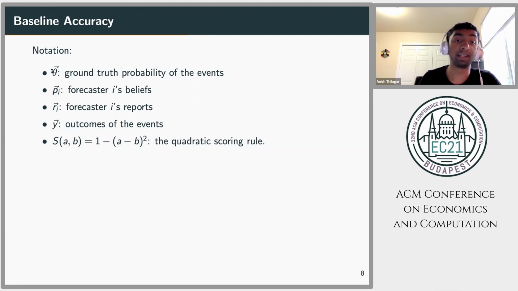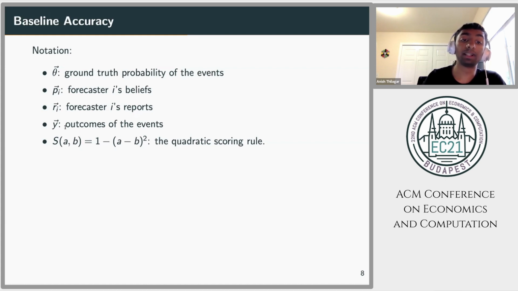So let's let theta be the probability of each of the m events occurring. So this is a vector of probabilities. And each forecaster i has some belief about what those probabilities are, and we'll let that be p sub i. So a good forecaster, their beliefs will be close to the truth. Next, they each report some vector of probabilities. So in a truthful mechanism, these reports would just be their beliefs, but strategic forecasters obviously might misreport in order to improve their chances of winning.